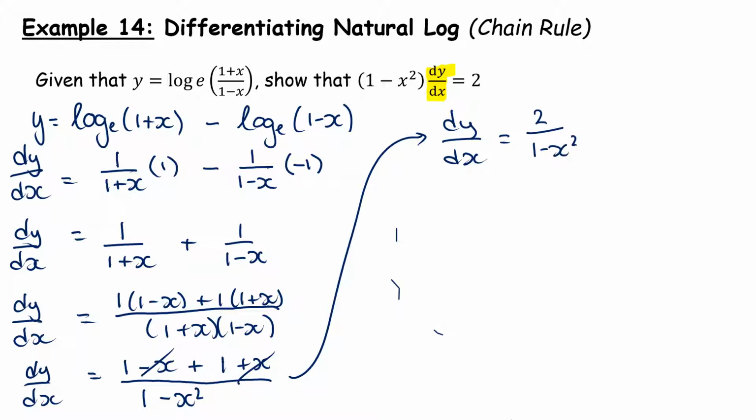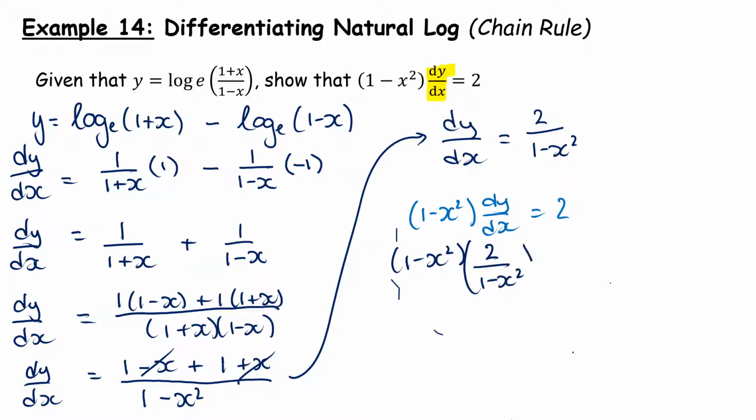So they want to show that 1 minus x squared times dy dx equals 2. So what I'm going to do is put 1 minus x squared in front of dy dx, so then 2 over 1 minus x squared, all multiplied by 1 minus x squared, equals 2. I have some cancelling happening. 2 equals 2, which is exactly what they want, so QED.